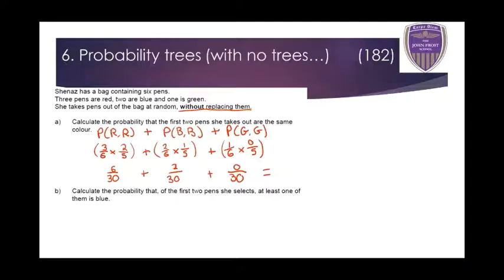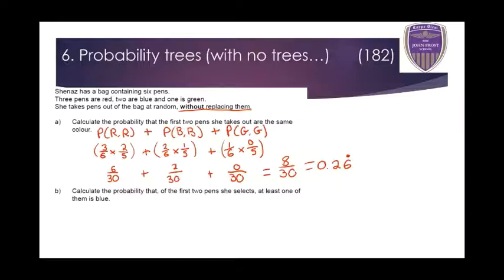So here we go. We need to add up, because these are all red, red, or blue, blue, or green, green. We now need to add up these outcomes. Because they're all over 30, they should be nice and easy. 6 plus 2, 8 over 30. And if you turn that into a decimal, you should get 0.26 recurring. Okay, so very well done if you got that right. Now let's look at part B now.